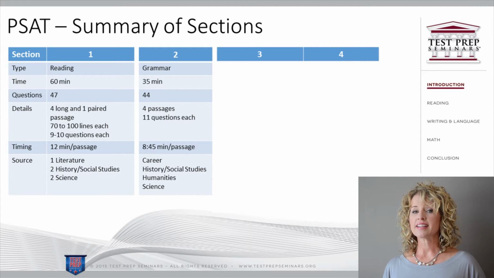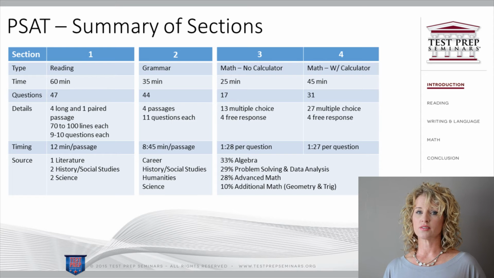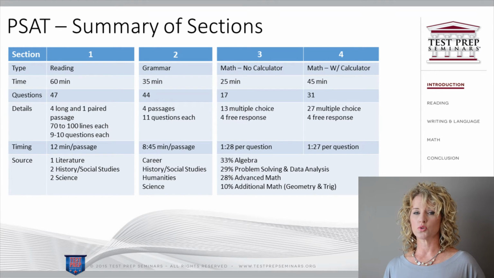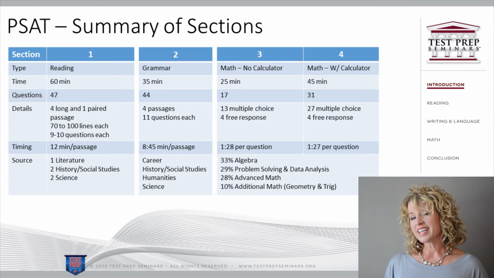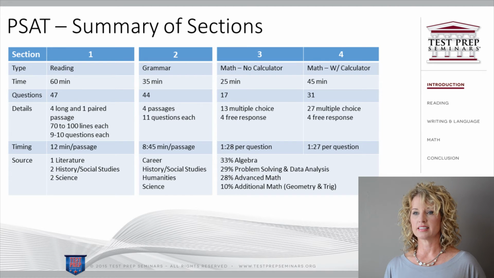The sources for these passages will be career, history and social studies, humanities, and science. You have 2 math sections on the PSAT and the SAT going forward. You have Math Section 3, which is a non-calculator section. It's 25 minutes for a total of 17 questions. 13 of your questions are multiple choice, and 4 are what we refer to as free response. Those used to be called grid-ins. Simply said, they don't give you answer selections. You have to create your own answer. You have about 1 minute and 28 seconds per question to finish those based on that 25-minute testing time.